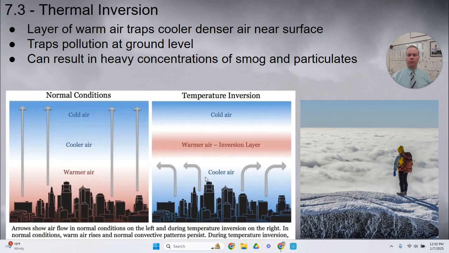Basically, a temperature inversion traps pollution at ground level. When these conditions form and there are large amounts of air pollution, it can result in heavy concentrations of smog and particulate matter or other air pollutants as well.